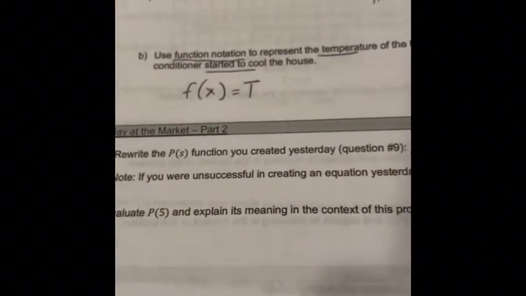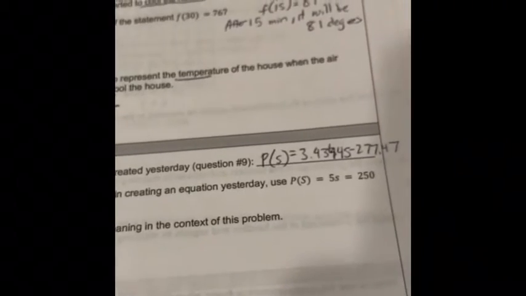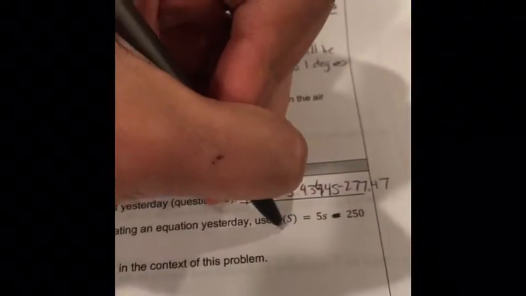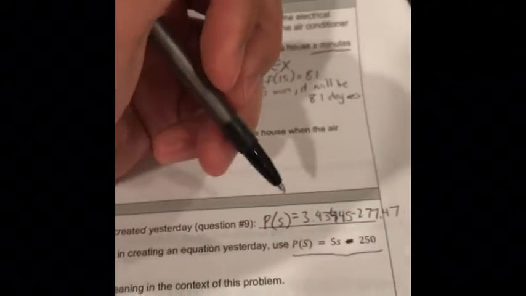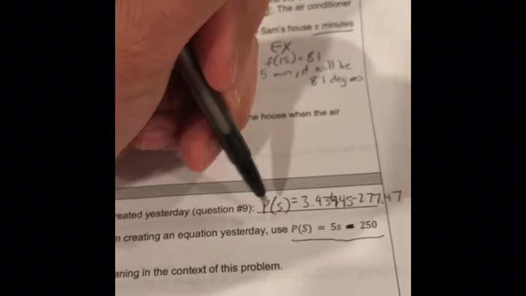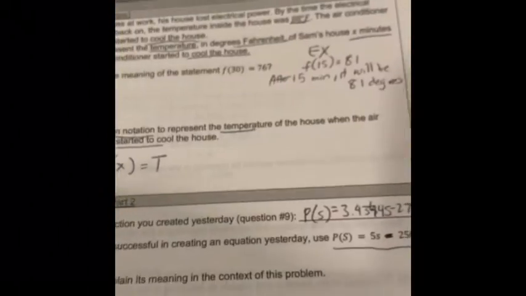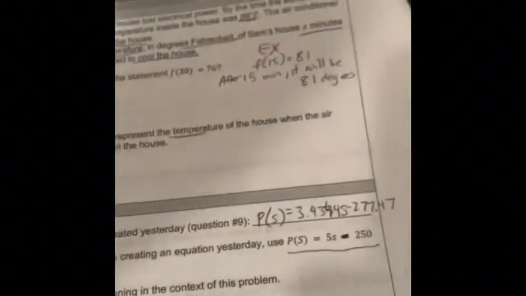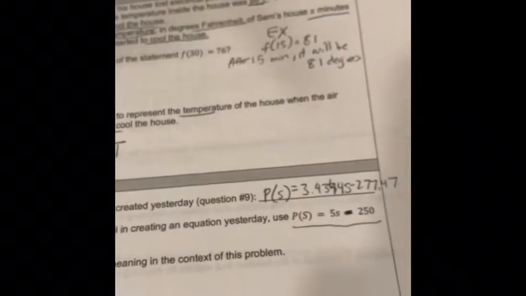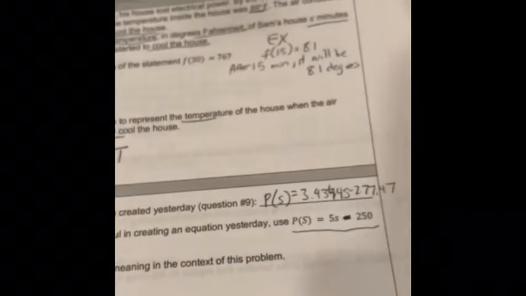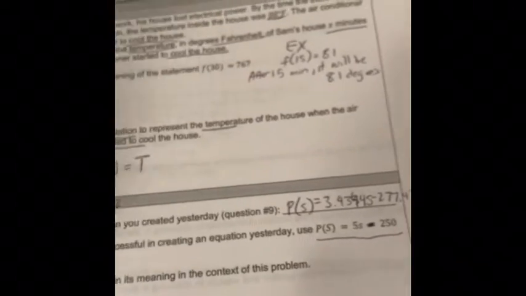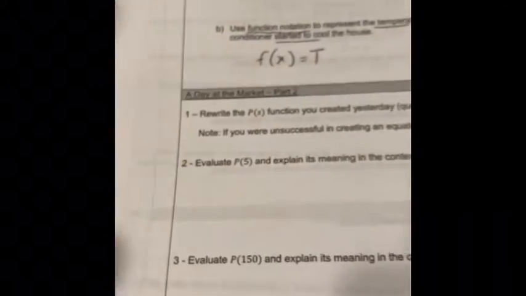If you were unsuccessful in creating an equation yesterday, use P of s equals 5s, this should be a minus sign, not an equal sign, minus 250. So you can either use this one or use the one you created yesterday. Don't use mine, because mine is specific to my business. Try to use the one you made, because remember, you're making your own business. This is not a follow my steps packet. It's kind of an exploratory, hey, this is how you run a business.